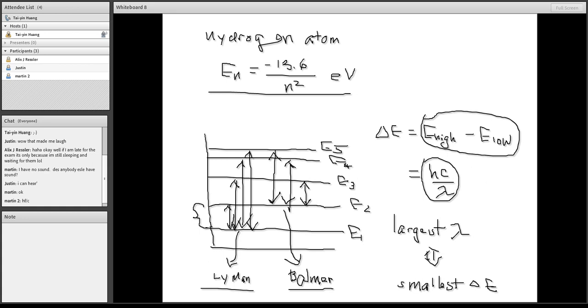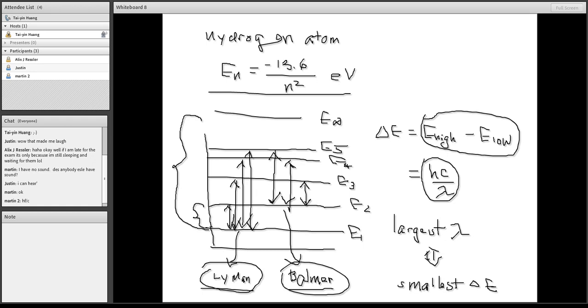Now, if you want the smallest wavelength, that means you want the largest energy difference, so that will be from this to this. This is when n goes to infinity. So you'll have E infinity minus E1. This is when you're dealing with the Lyman series. If you're dealing with the Balmer series, then the smallest energy difference will be between 2 and 3, and the largest energy difference will be from infinity to E2. So in other words, in either case, you have to have E2 as a base value.